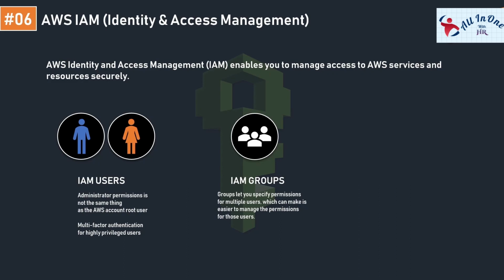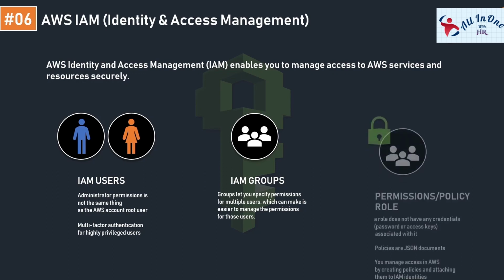Similar to that, IAM groups are a collection of AWS users which have similar types of permissions based on the policy that you attach to that particular group. So let's suppose there is an AWS S3 policy that you attach to the group. Every user that is inside that group will be able to access AWS S3. That's why it's written here that groups let you specify permissions for multiple users, which can make it easier to manage the permissions for those users.